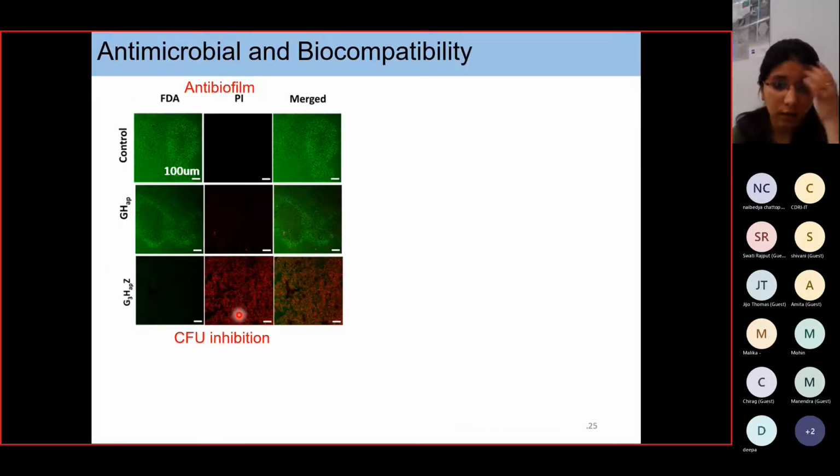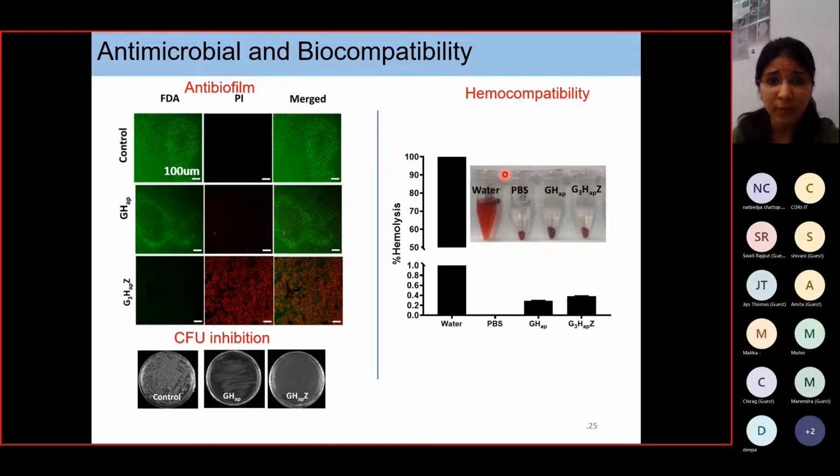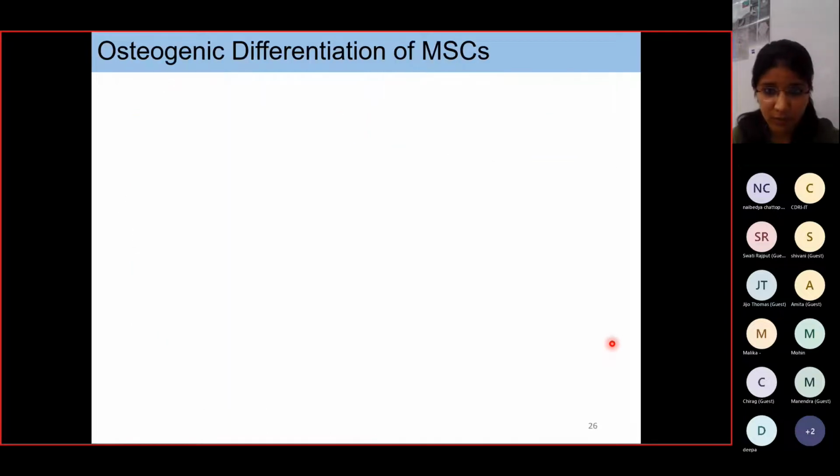Our next study was to carry out the antimicrobial property of it. When we coated our substrates with our material, we saw a good anti-biofilm property. We saw a larger number of dead cells on the surface of zinc containing composites, which was optimized with the CFU inhibition plating technique. The hemocompatibility studies were also carried out, and we saw that the composites were not showing any toxicity, and that they were biocompatible as well as hemocompatible.